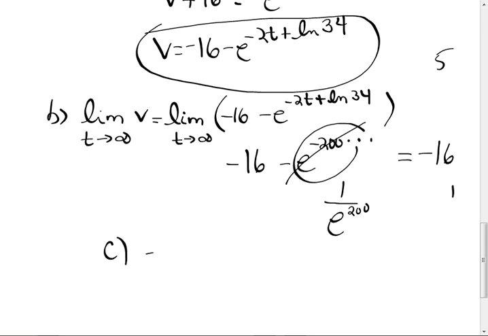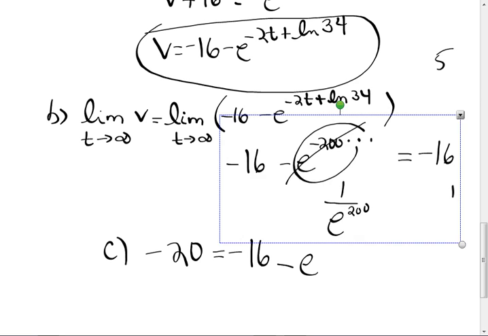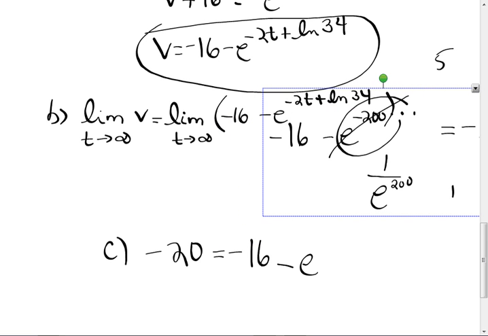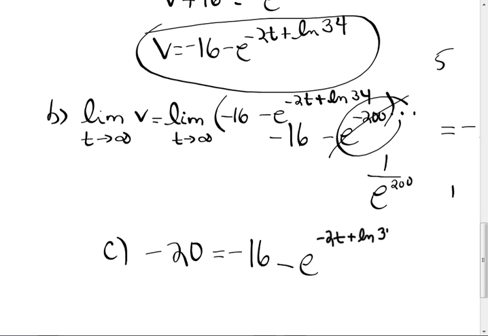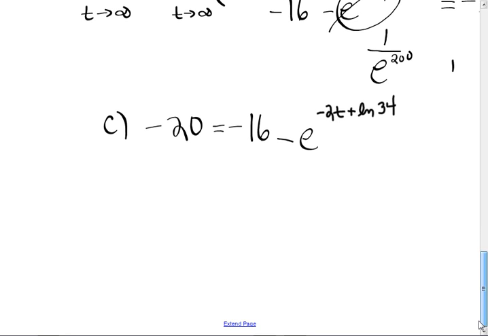Not very many. So negative 20 is equal to negative 16 minus e to the negative 2t plus the log of 34. I believe you get a point for that.